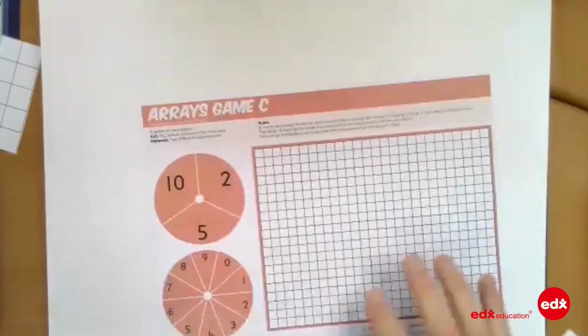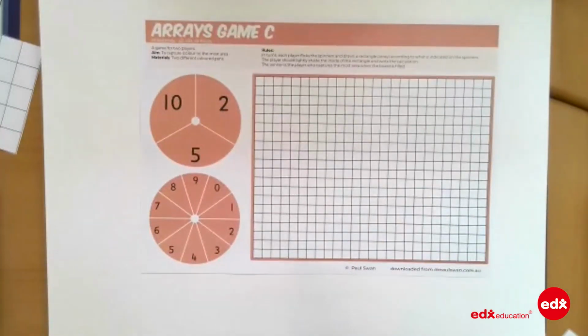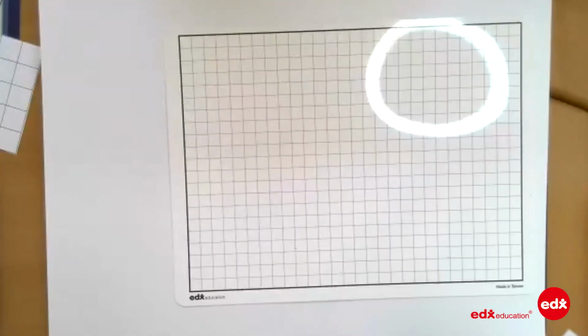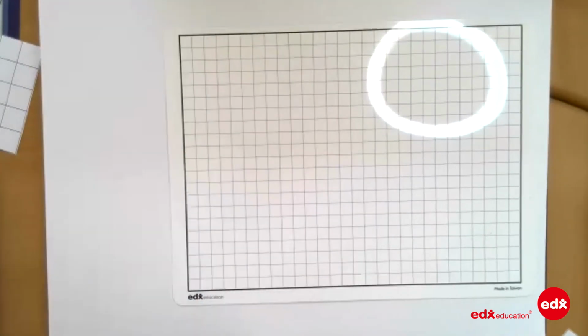So in this one here, you'll see this one is multiplying by 2, multiplying by 5, multiplying by 10, and multiplying all those numbers, including the 0. So let me show you how you might play this. So I'm just going to use a whiteboard grid just to save a bit of paper and so forth, and just a whiteboard pen. Now, you don't need to use those that we've done.